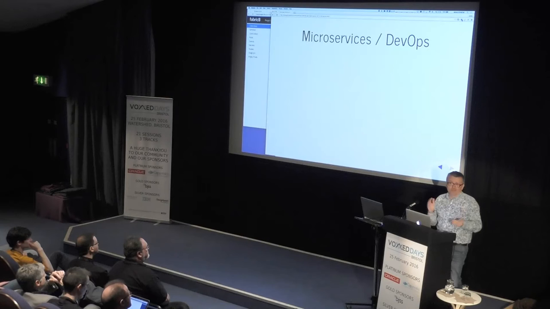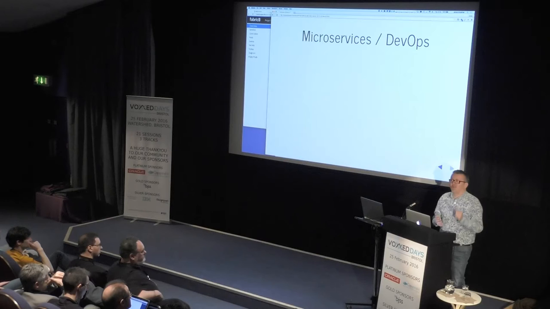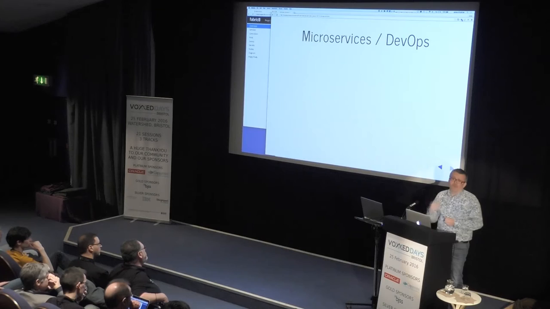There are two buzzwords right now. You've probably heard these before: DevOps and microservices. They're related, different sides of the same coin. It's really about how we deliver software faster. Now, to deliver software and value faster, it's actually more complicated. It's harder, but you can go faster with this extra complexity.